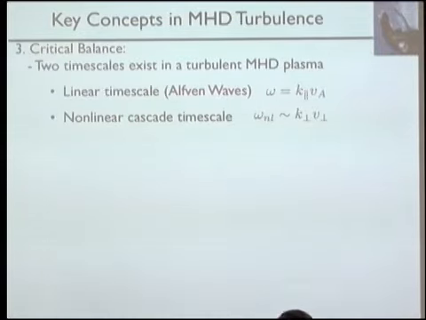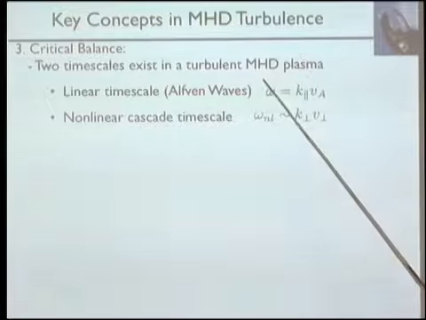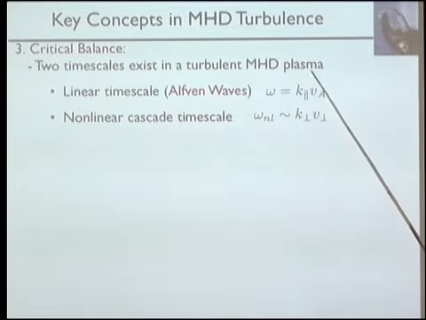And so the scale dependence comes really from critical balance. This is also from the 95 Goldreich-Sridhar. And the idea here is that there are two time scales potentially in this turbulent Alfvénic MHD plasma.